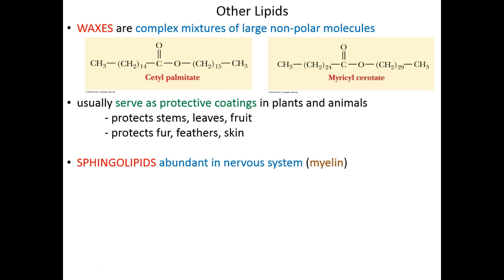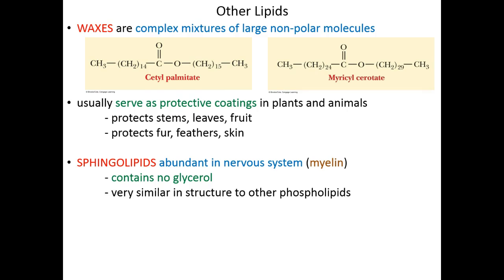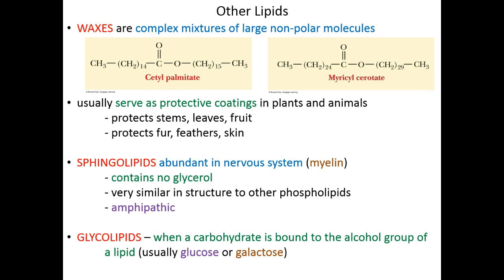Another lipid group unto itself are the sphingolipids. Those of you who are neuroscience majors may have heard of these before. This is the very unique and specialized fat component which insulates neuronal axons. It makes up the myelin that insulates the axons of our nerve cells. There's no glycerol in a sphingolipid. It's similar in structure to other phospholipids, with the exception of missing glycerol. It has a polar head group and a nonpolar tail, so it's very amphipathic.